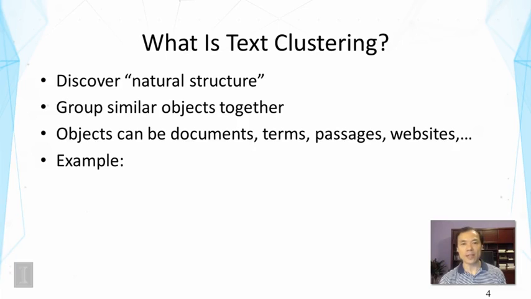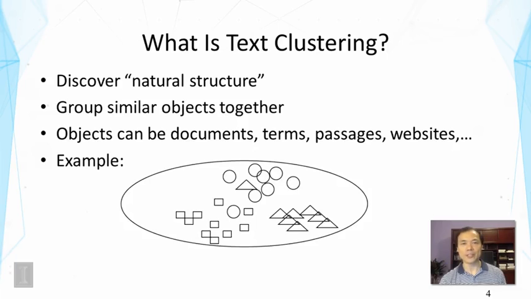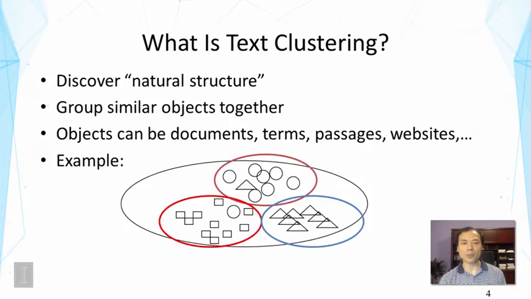So let's see an example. Here you don't really see text objects, but I just use some shapes to denote objects that can be grouped together. Now, if I ask you what are some natural structures or natural groups? If you look at it, you might agree that we can group these objects based on shapes or their locations on this two-dimensional space. So we get three clusters in this case.